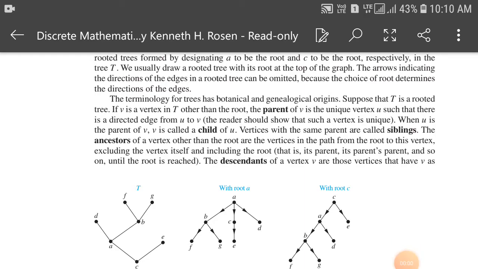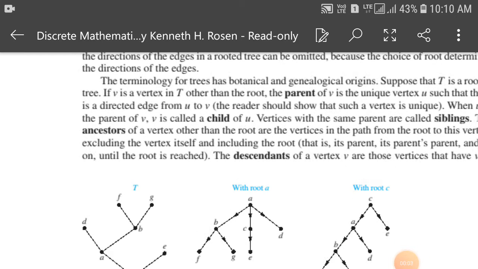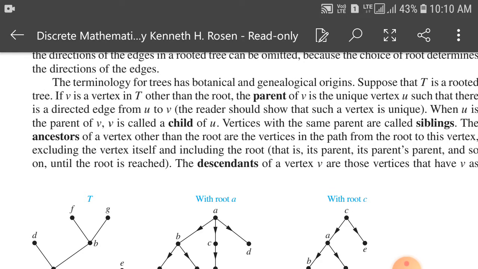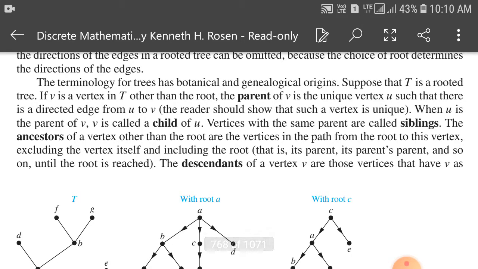Friends, now we will see the most important definitions of a tree. The terminology for trees has botanical and genealogical origins. Suppose that T is a rooted tree. If V is a vertex in T other than the root, the parent of V is the unique vertex U such that there is a directed edge from U to V.